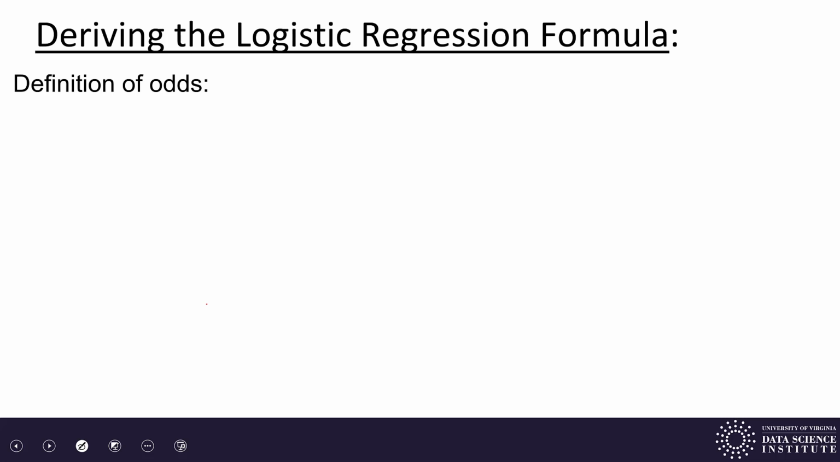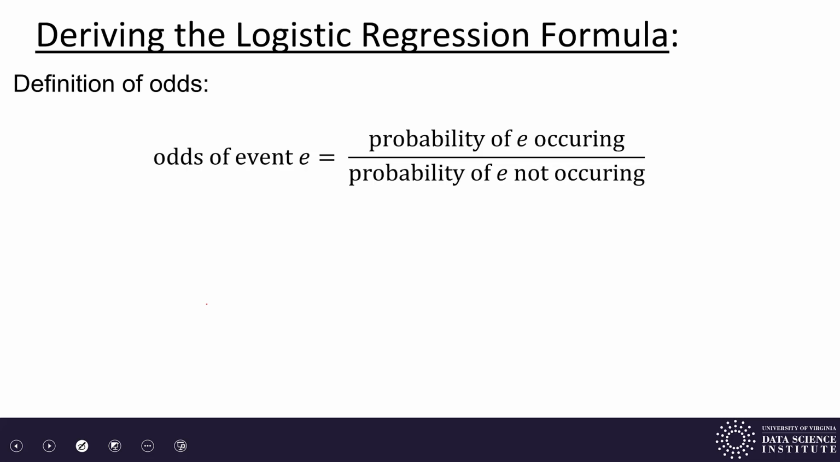Before we get into that probability function, we have to talk about odds. Let's talk about the definition of odds. The odds of event E occurring is the probability of E occurring divided by the probability of E not occurring. Let's think about an example. If I flip a fair coin, the probability of E occurring, let's say flipping heads, is 1/2. The probability of E not occurring is also 1/2, and so the odds of flipping heads on a fair coin is 1.